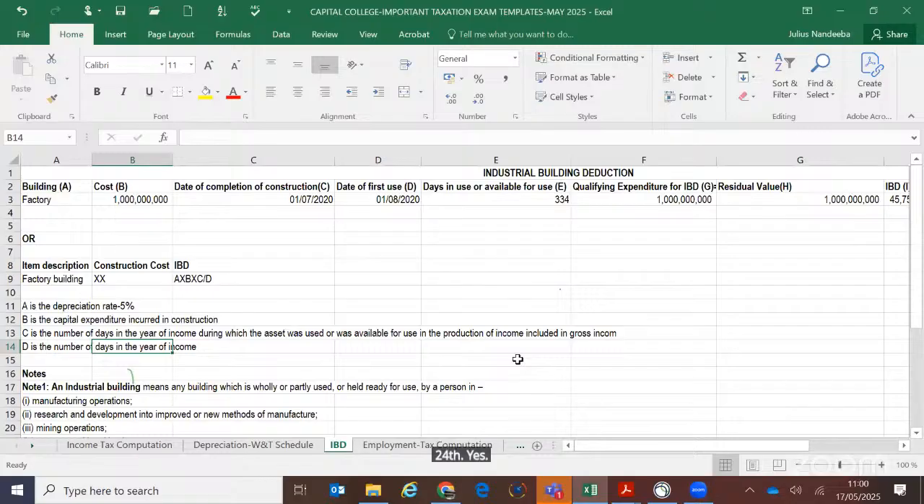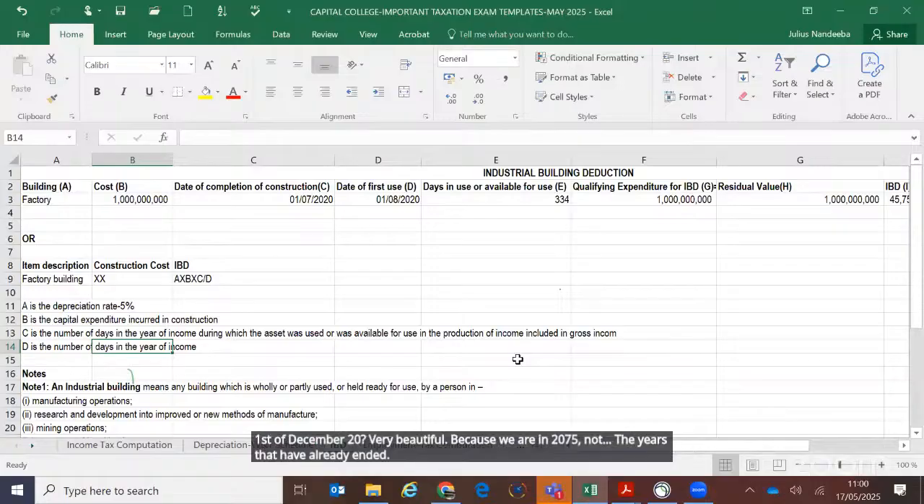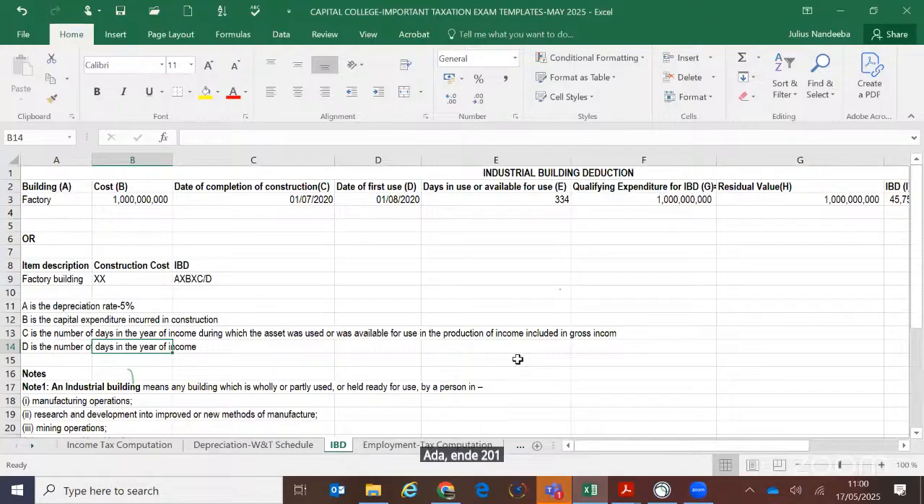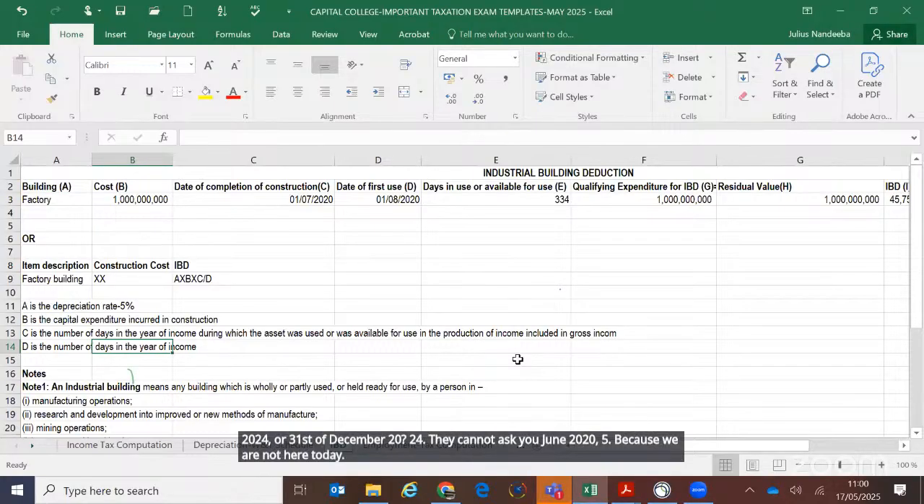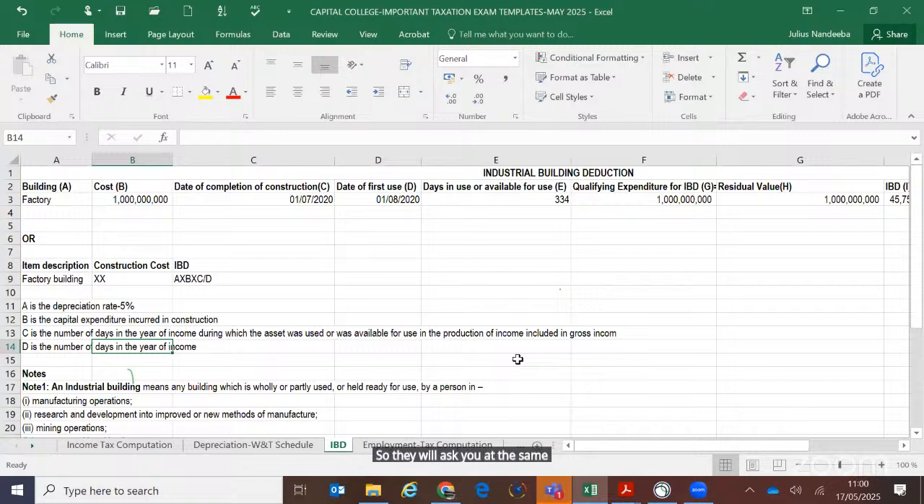It's either going to be 30th June 2024 or 31st December 2024. Because we are in 2025, they can only ask years that have already ended, either 30th June 2024 or 31st December 2024. They cannot ask you June 2025 because we are not yet there.